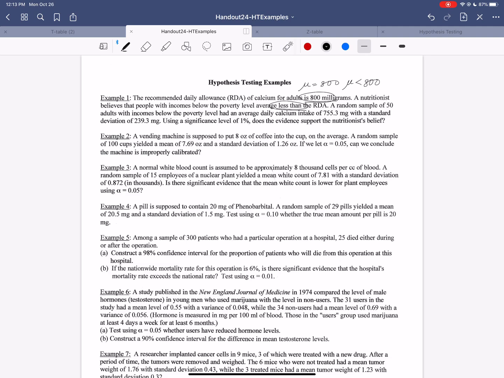And then it goes on to tell us some information about our data. A random sample of 50 adults, so n equals 50, with incomes below the poverty level had an average daily calcium intake of 755.3. Now, remember, this is the mean that's coming from our sample. We call that x bar, okay? And a standard deviation of 239.3. And then using a significance level of 1%, that means alpha equals 0.01. Does the evidence support the nutritionist's belief? All right, so let's go ahead and work this problem out.